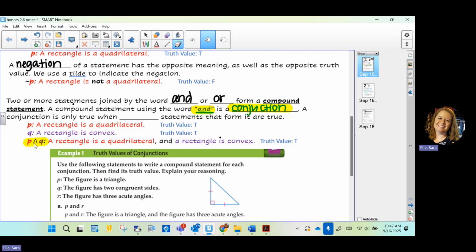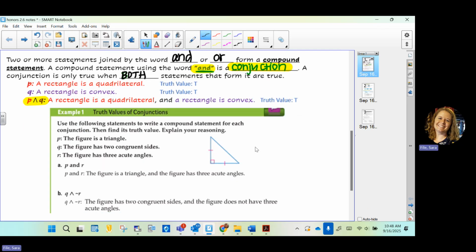When you create a conjunction, P and Q, you would write out a rectangle is a quadrilateral and a rectangle is convex. The truth value of a conjunction can only be true when both statements are true. So in this example, both of these are true, so the conjunction is true. But if one of your statements is false, the conjunction is false. Does that make sense?